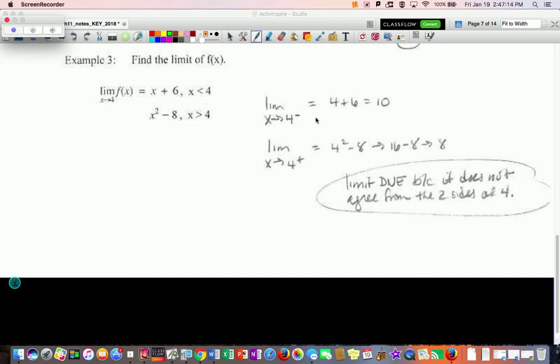But if you did 4 from the negative side, it would be 10. If you did 4 from the positive side, it would be 8. And it's just a matter of what side of the function are you using, this 4. So on the smaller side or negative side, you use the linear. And on the positive side, you use the quadratic. That's it.